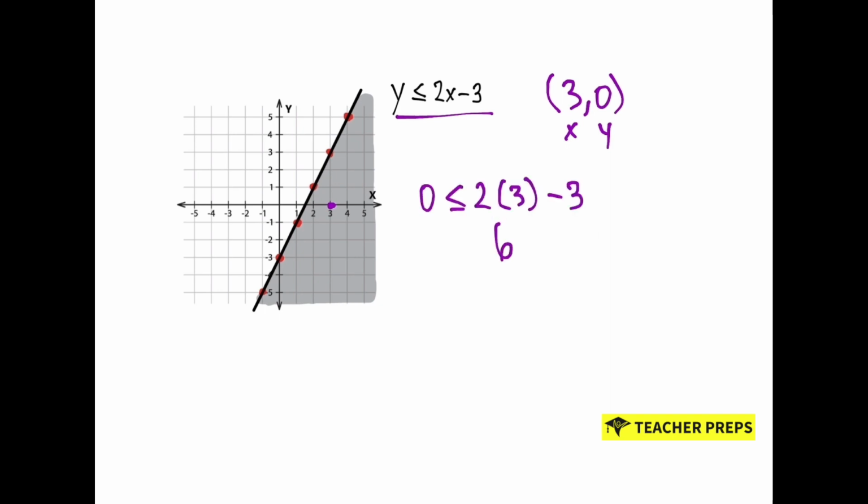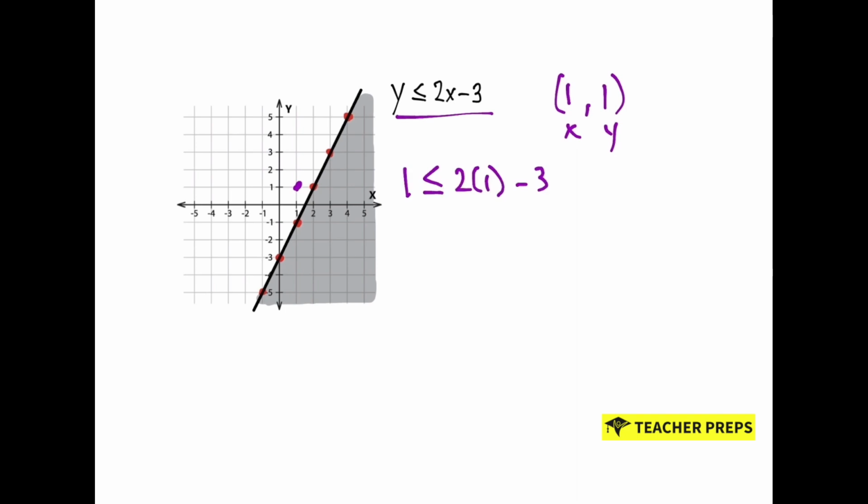2 times 3 is 6, and then 6 minus 3 is 3. Is 0 less than or equal to 3? It is. So you can clearly see that that's a solution. Now we can try one that is not in the shaded region to prove that it's not a solution. Let's try (1, 1). The x value is 1, and the y value is 1. So again, plug the numbers in and solve. 2 times 1 is 2, and 2 minus 3 is negative 1. Is 1 less than or equal to negative 1? No, so it is not a solution.